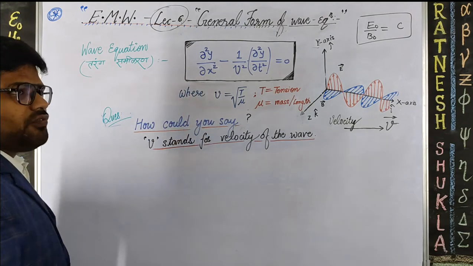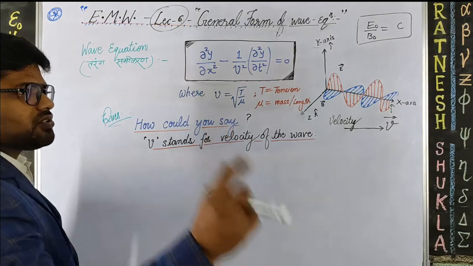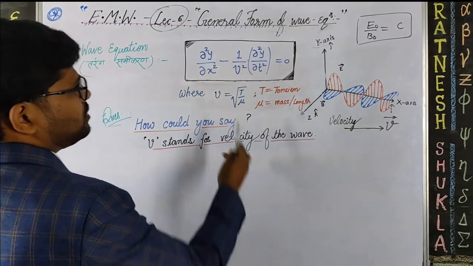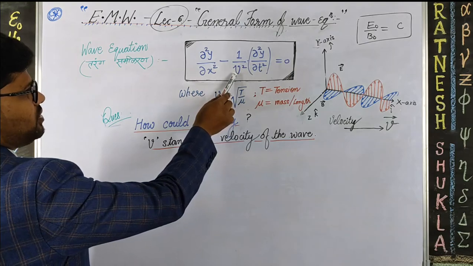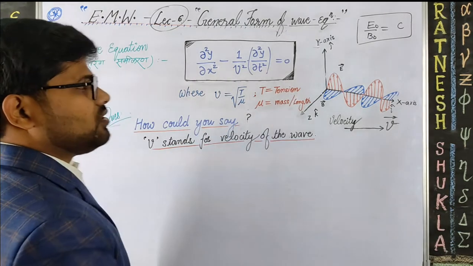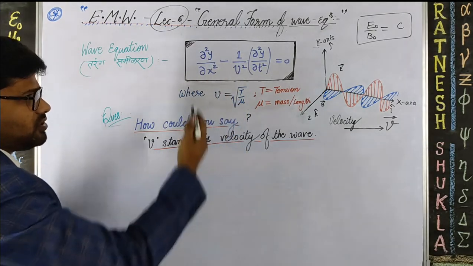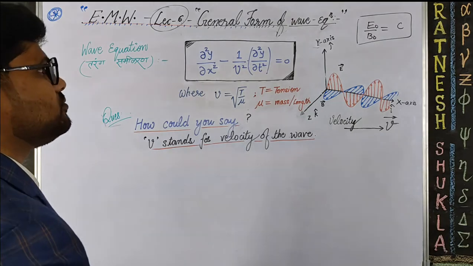Here is a very beautiful and very interesting question to all of you guys. बहुत ही खूबसूरत क्वेश्चन आपसे करने जा रहा हूं. How could you say here v stands for the velocity of the wave in this medium? वेव इक्वेशन में यहाँ पे जो v है ये इस वेव की वेलोसिटी है. आप कैसे कह सकते हो?